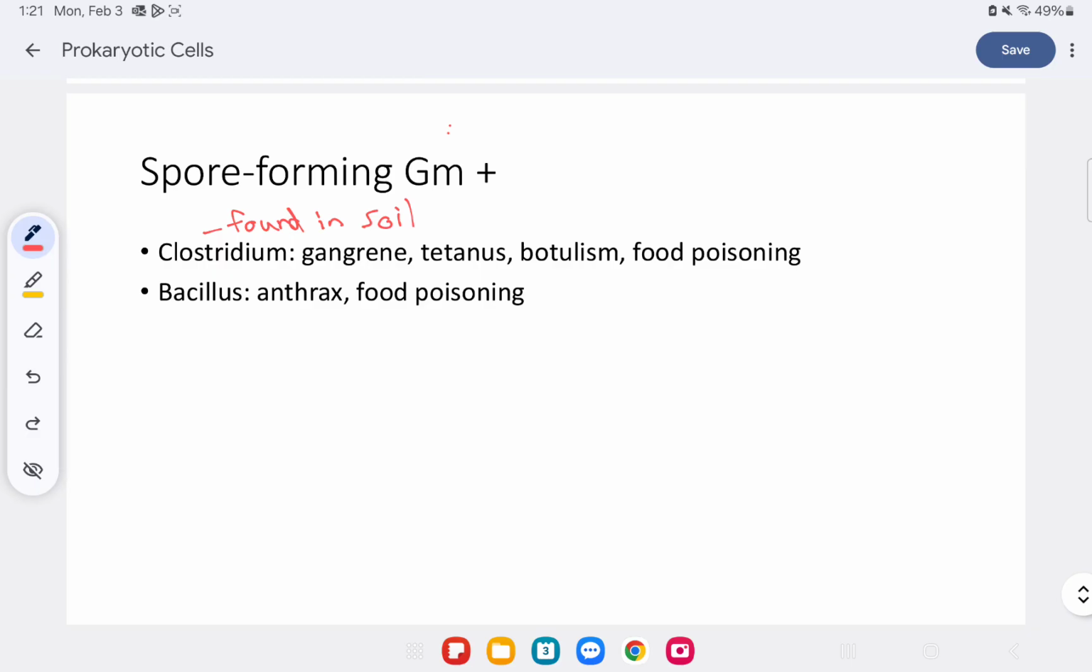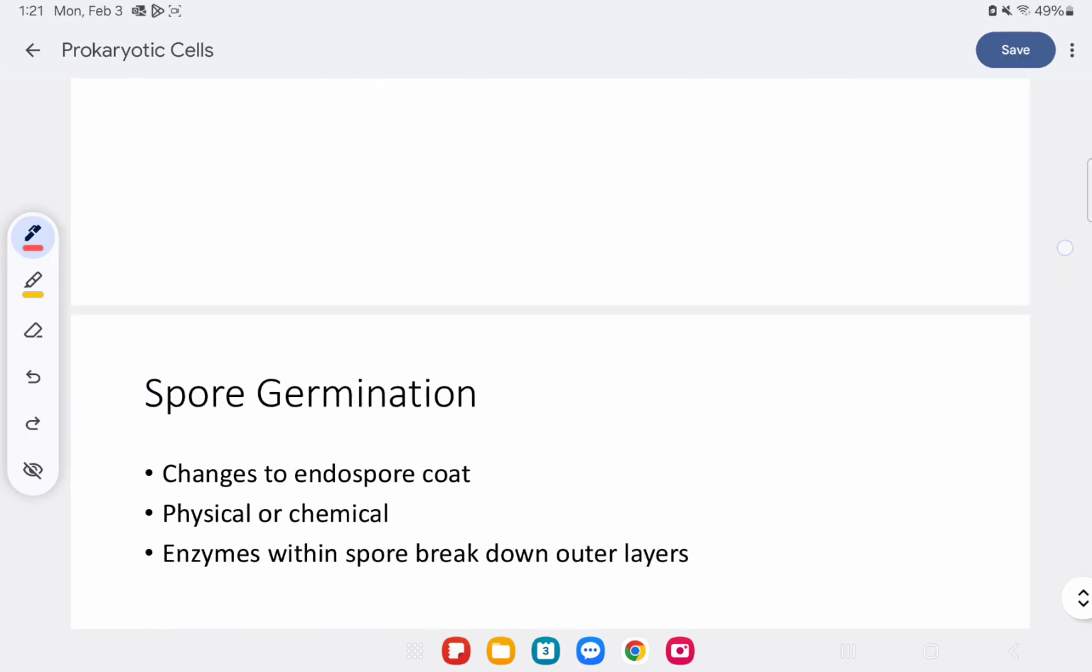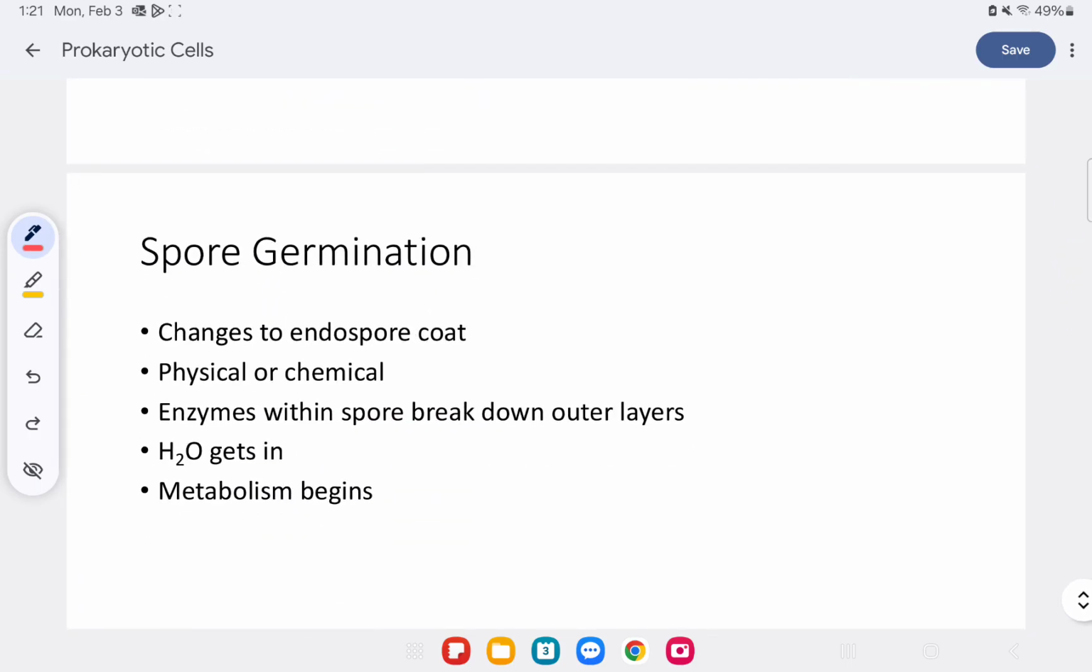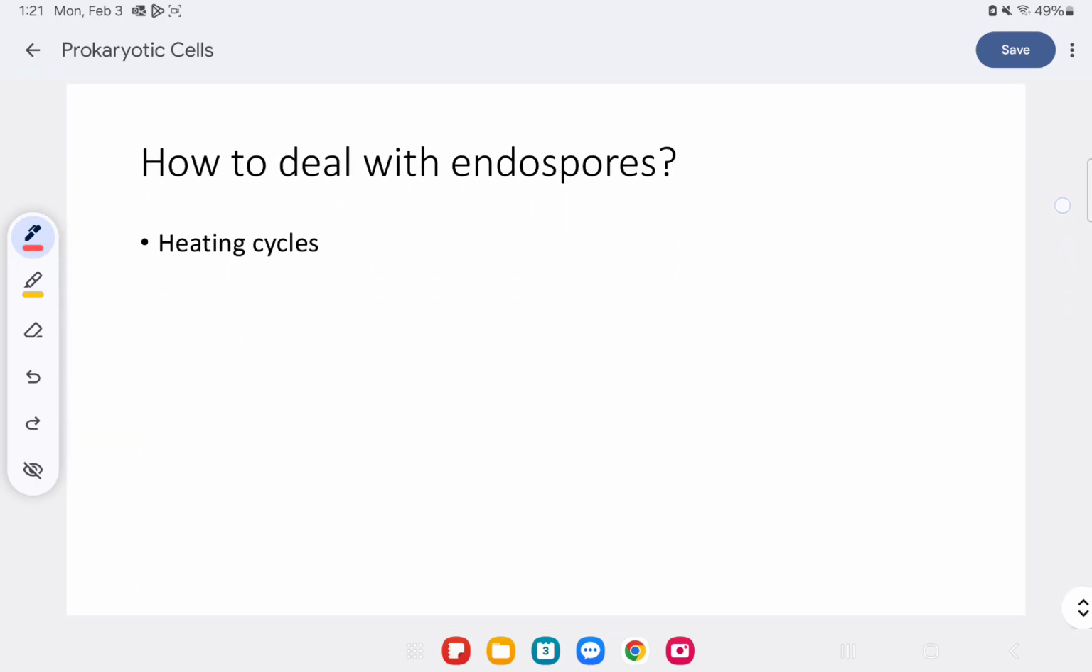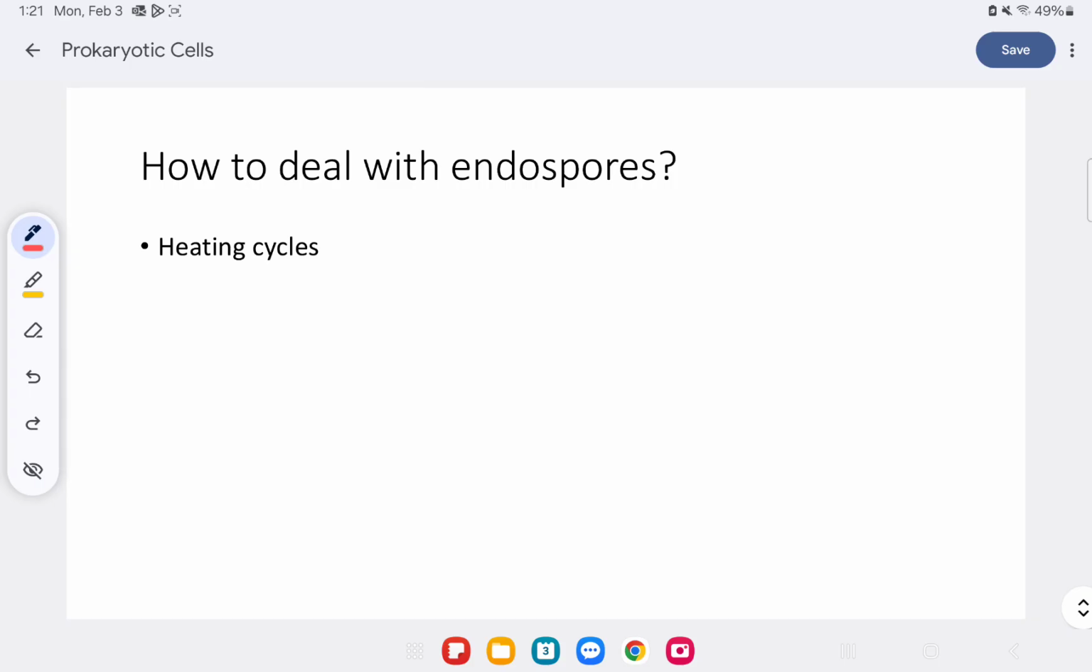Okay, so anyway, Bacillus also causes anthrax and food poisoning. They'll germinate by bringing in water. That's the main thing, and then enzymes start breaking apart the coat, and then real life begins again for them. Metabolism, they'll become vegetative, and so we deal with them in foods through heating cycles. So let's say I bought tomatoes at the farmer's market and I want to can them for a while.